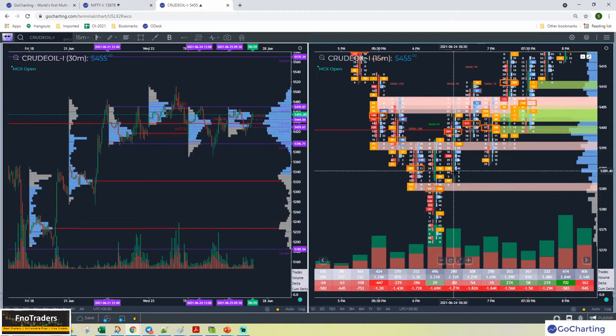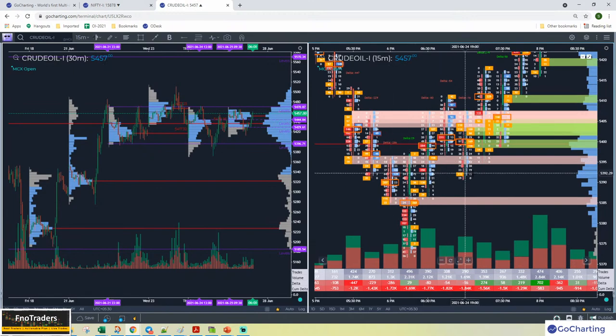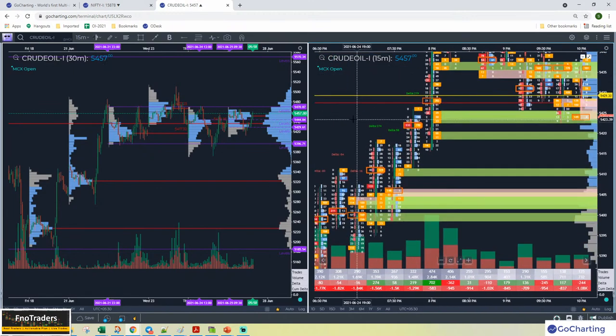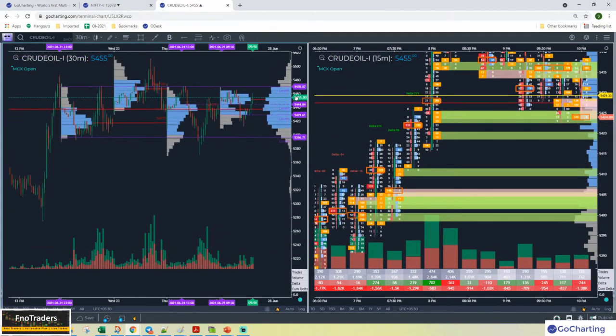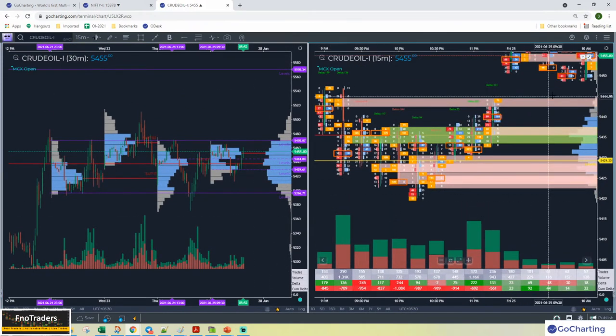Now, once this buying level was hit, it took support here. Then it took support in the previous buying levels here, and then it pulled back from there. Okay. Any questions, or is it clear?